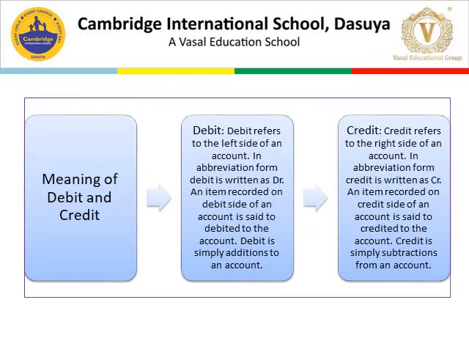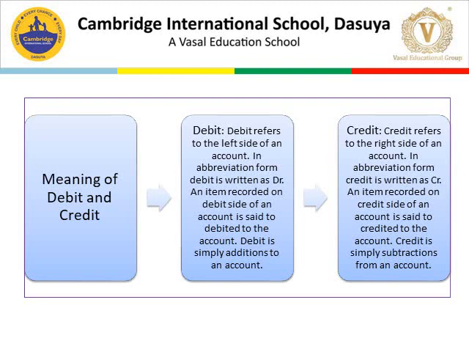Next, meaning of debit and credit. Debit means it refers to the left hand side of an account. In abbreviation form, debit is written as DR. An item recorded on the debit side of an account is said to be debited to the account. If you are going to record any item on the debit side of an account, it will be said the item is debited to the account. Debit is simply addition to an account.